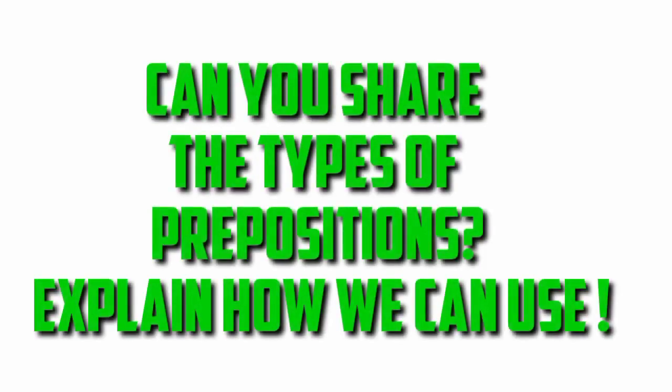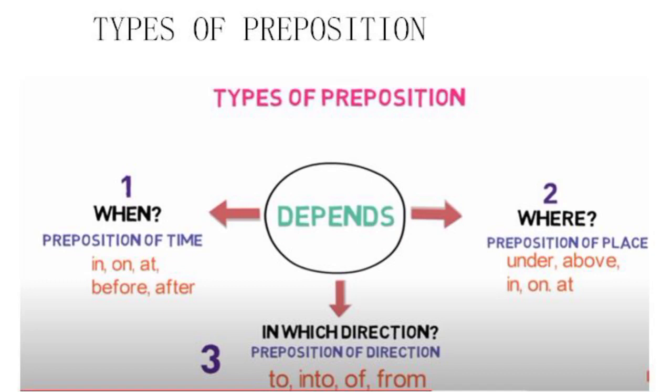Can you share the types of preposition and explain how we can use them according to their types? Preposition has many types. Here I list out the types of preposition according to three scenarios. First one is preposition of time. If a when question arises, we use in, on, at, before, or after as a preposition word. And second one is preposition of place. If a where question arises, we use under, above, in, on, at as a preposition word. At last, preposition of direction. In it, if a which direction question arises, we use to, into, of, from as preposition words. These are the three types of preposition we are using.